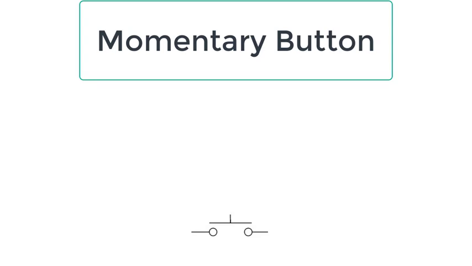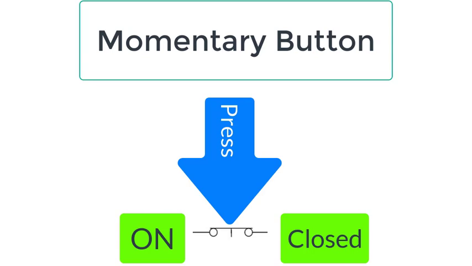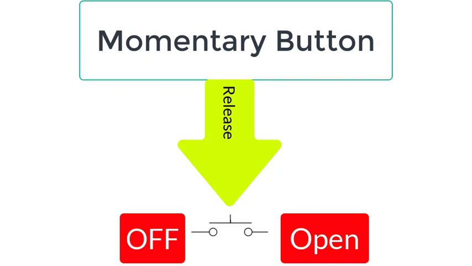The way that this type of switch works is that when you press the button, the switch goes into the closed condition. You have to maintain pressing the button to keep it in the closed position. As soon as you release the button, the switch will go into the open position.